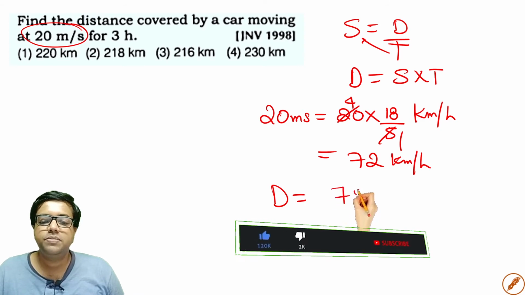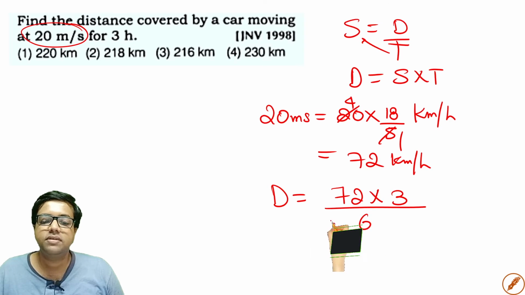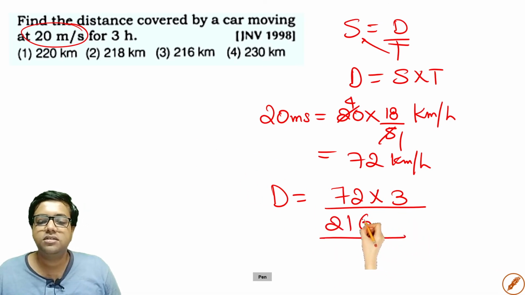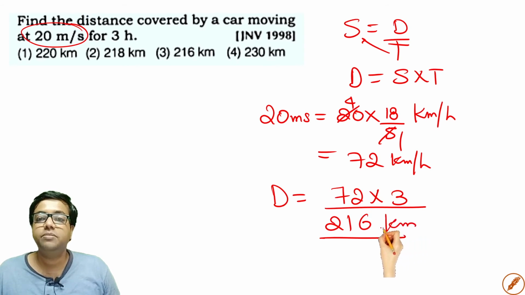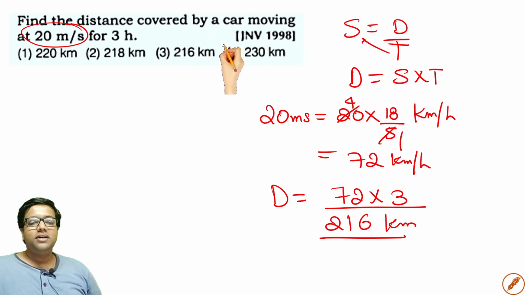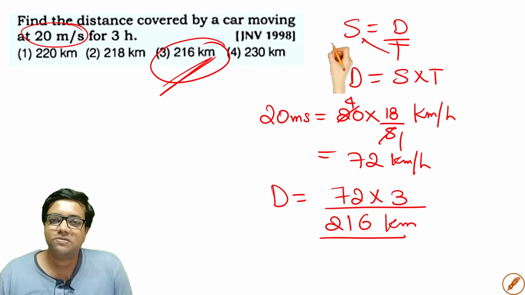Distance is equal to speed into time, which is 3 hours. So what will you get? 3 2s are 6, 3 7s are 21. 216 hours. I'm sorry, distance is 216 kilometers. Distance can't be in hours. The units of distance are kilometers, meters, centimeters, etc. So 216 kilometers is available in option 3. So option 3 is the right answer for this question.